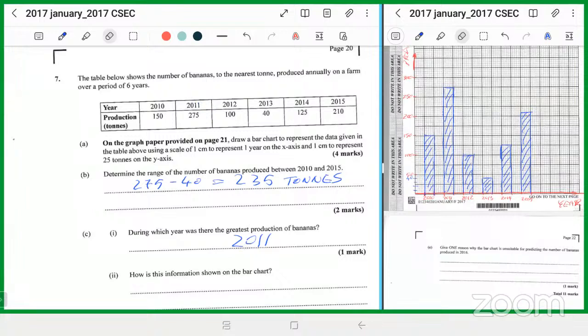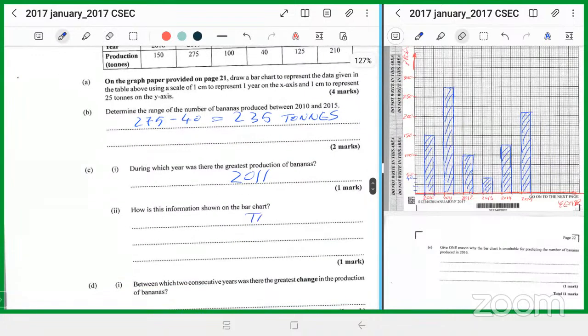That corresponds to the tallest bar. The question says, how is this shown on the bar chart? The tallest bar corresponds to the year when you had the highest production. The tallest bar. All right, next question says, between which two consecutive years was there the greatest change?